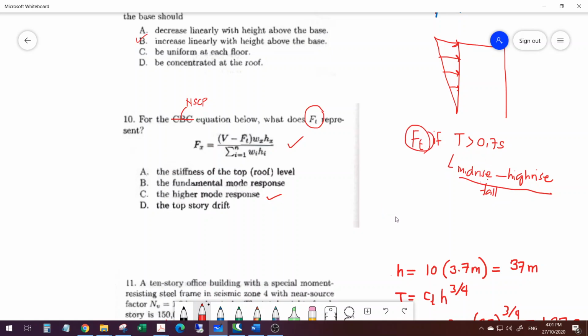And so the general response of tall buildings is there's a chance that higher mode may govern. So that's the real reason why we include FT, because higher mode can govern or will occur in mid-rise to high-rise or tall buildings. Okay?